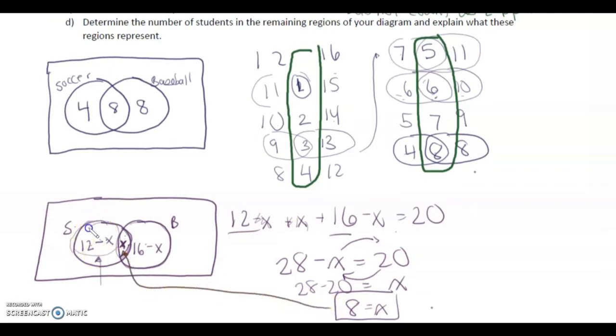And then to solve for this, we do like 12 minus x, which is 12 minus 8. And we get 4, and that's how we get 4 for this circle. And then for this one, we'd be 16 minus x, which is 16 minus 8, which is 8. And that's how we get 8 for that circle.